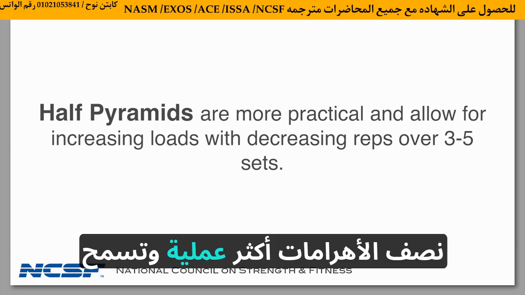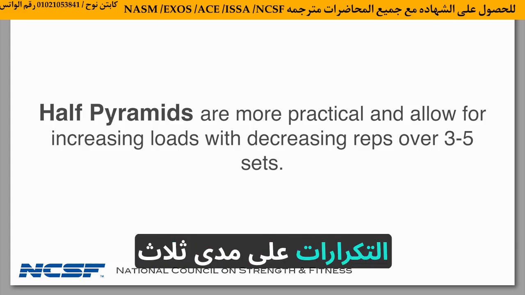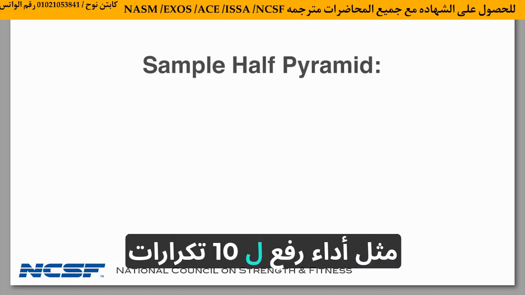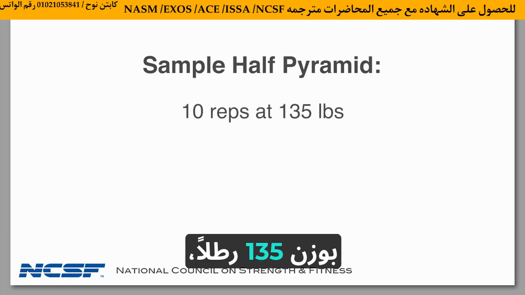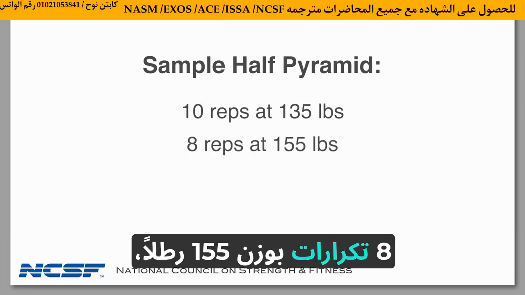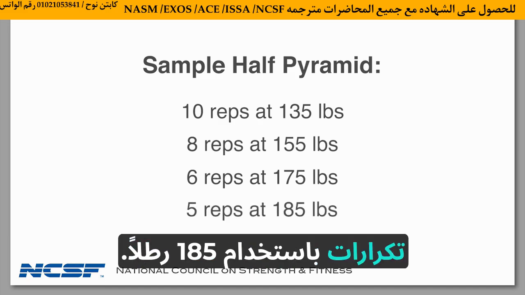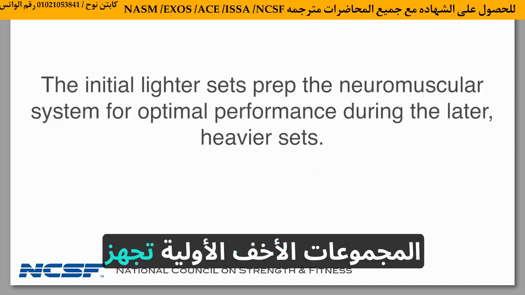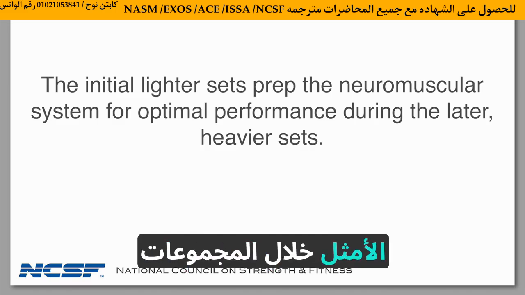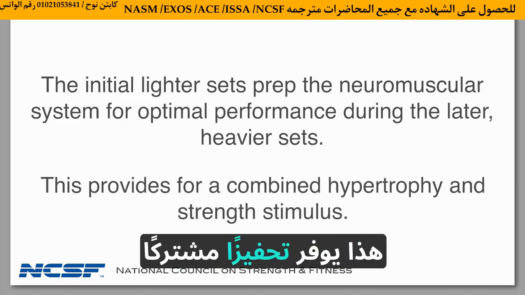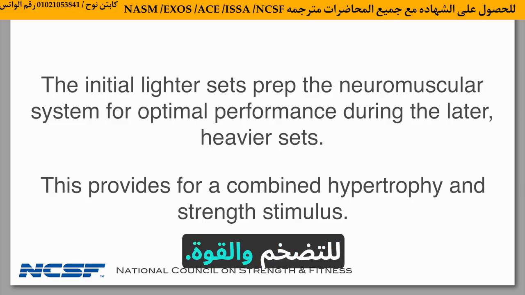Half pyramids are more practical and allow for increasing loads with decreasing reps over 3 to 5 sets, such as performing a lift for 10 reps at 135 pounds, 8 reps at 155 pounds, 6 reps at 175 pounds, and 5 reps using 185 pounds. The initial lighter sets prep the neuromuscular system for optimal performance during the later, heavier sets. This provides for a combined hypertrophy and strength stimulus.